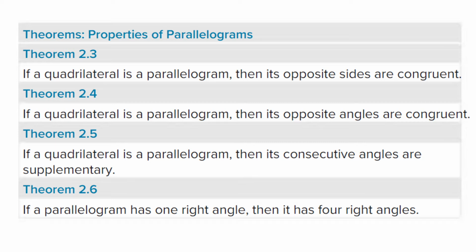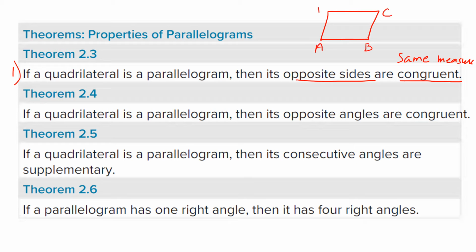So the following theorems, we are going to do four of them. Number one, if a quadrilateral is a parallelogram, then the opposite sides are congruent. That means they have the same measure. That means if you have a parallelogram like this, A, B, C, D, then if this is 5, this is 5. If this is 3, this is 3. The measures are going to be equal. So you can mark it in this way. So the opposite sides are congruent or same measure.